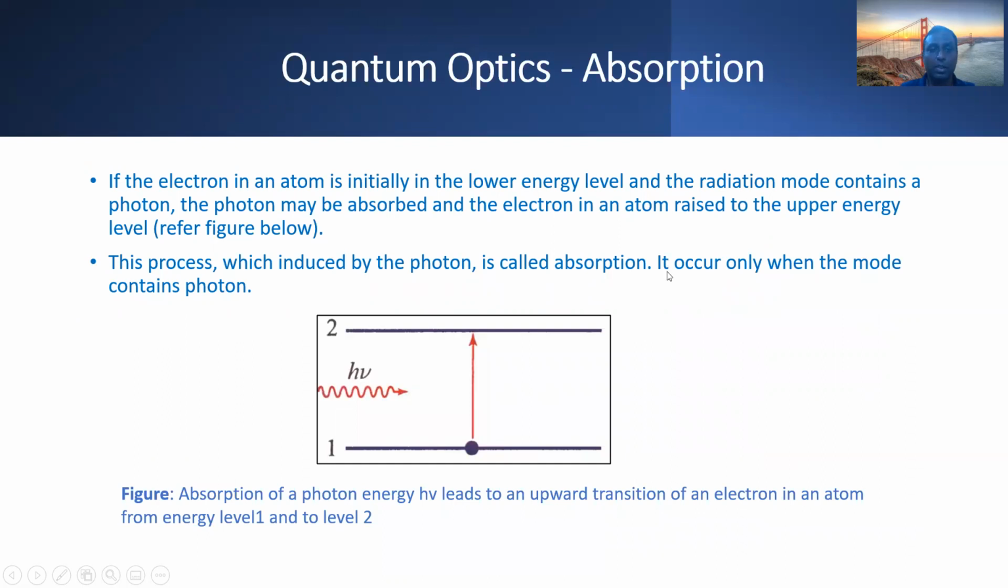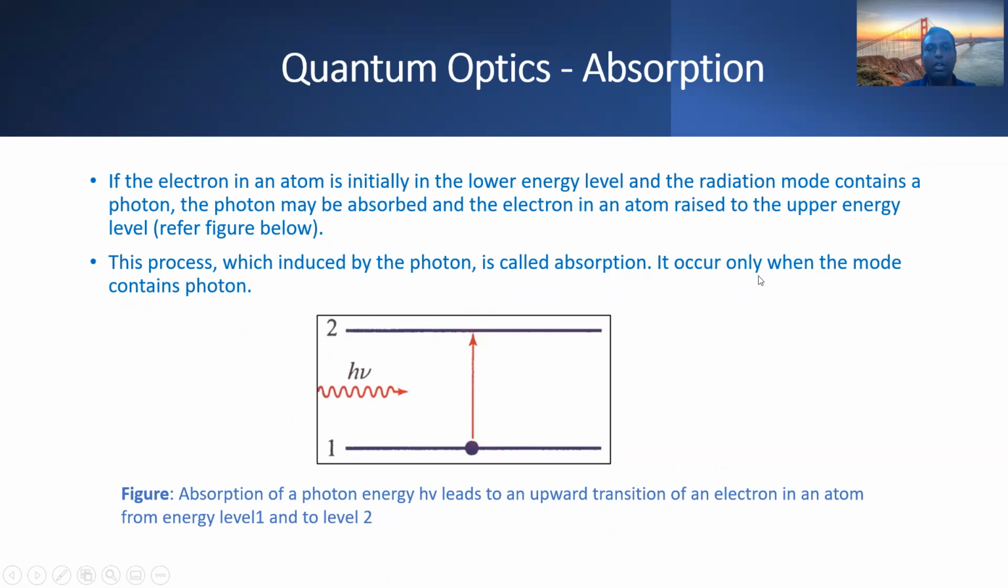Let's look into absorption. The mechanism of absorption: referring to this figure, if the electron in an atom is initially in the lower level, and the radiation mode contains a photon, the photon may be absorbed, and the electron in the atom is raised to the upper energy level, which is level 2. Okay, this process, which is induced by the photon, is called absorption.